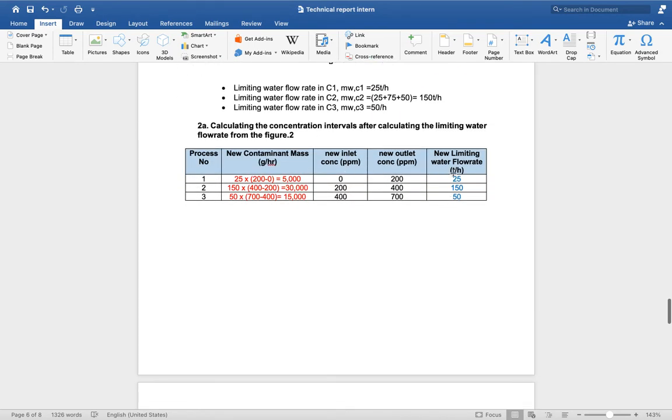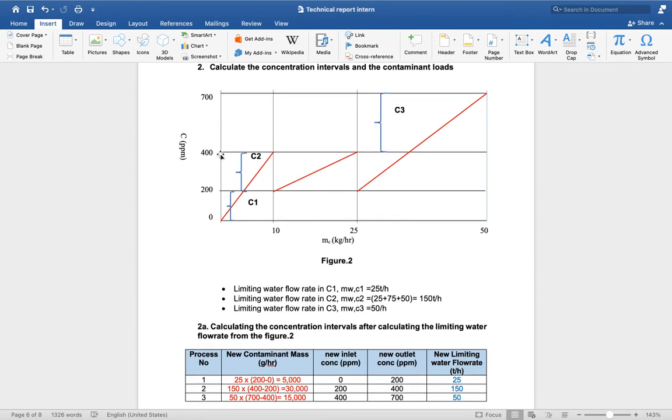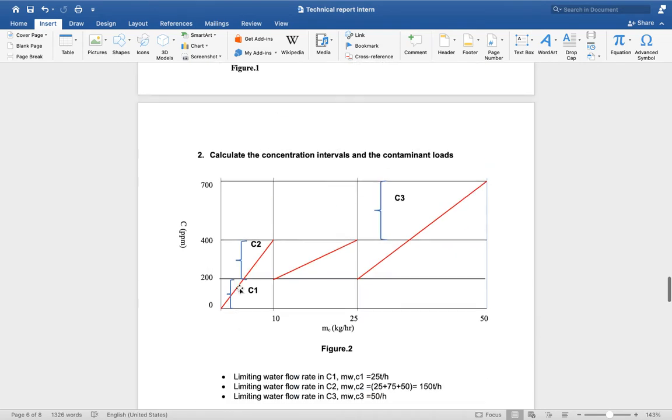So when we get the new limiting values, the concentration will also vary. The flow rate will vary from 0 to 200, because C1 is varying from 0 to 200, and then 200 to 400, so C3 will be 200 to 400, and then the process goes 400 to 700. So like that we just changed the concentration values, and after that we use that formula equation.